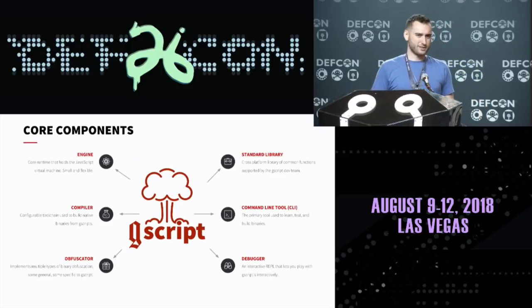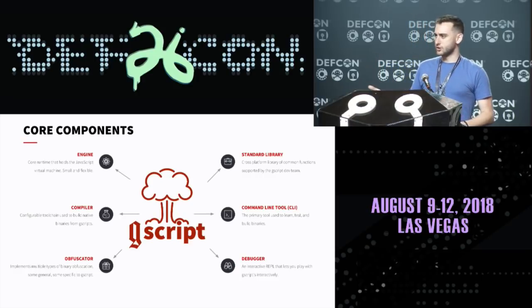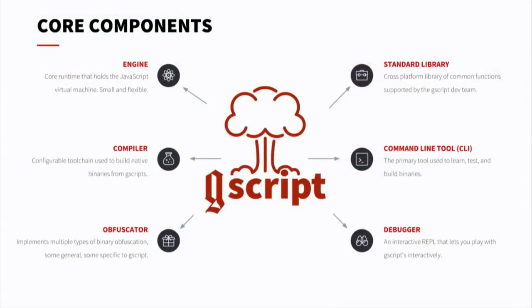So let's talk about what makes up Gscript, right? So first off, there's the engine. The engine is the thing that is inside of that native binary that you made that actually runs and executes the logic that you've specified in your script. There's the compiler. The compiler takes your script and turns it into that native binary. There's an obfuscator that's hooked into the compiler that we wrote to try and make it a little bit harder for you blue team folks out there. We really do like you, but you know, we want to make you mad sometimes.